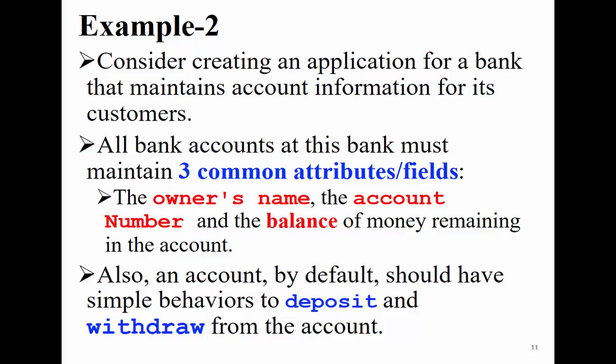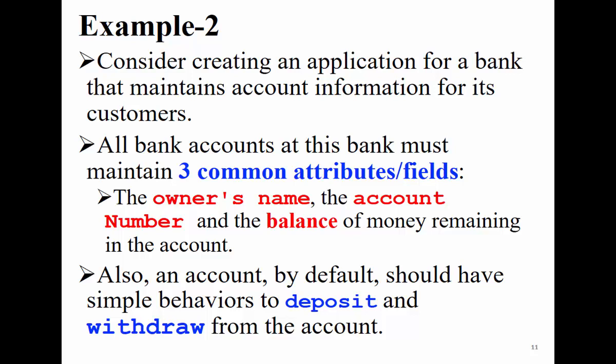They told you we have a bank account and we always maintain 3 common attributes for any bank account that we need to create in our bank. We have owner name, account number, and the balance. Whenever we decide to open an account, we need these 3 mandatories. These 3 should be available for us.